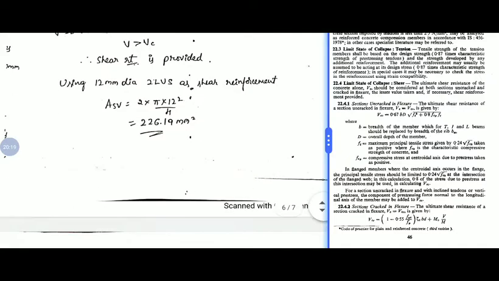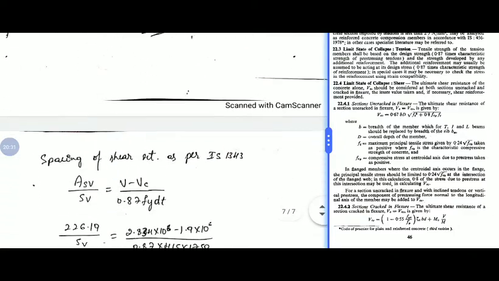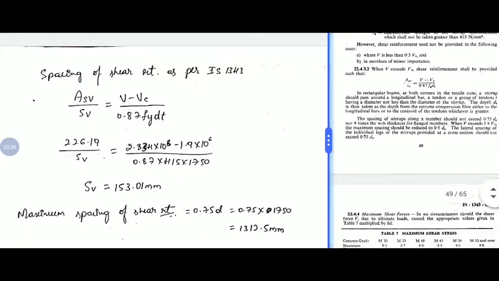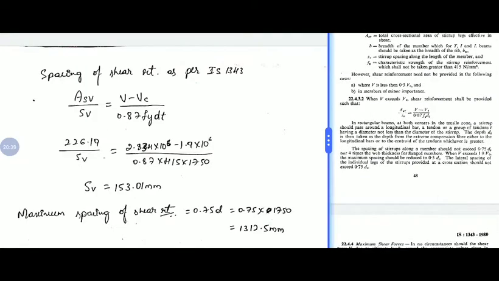So ASV, it is two legged vertical stirrups and diameter, pi d square by 4. We will get 226.19 mm square as the area of stirrups. So for spacing, go for page number 48, clause 22.4.3.2. You have the equation, substitute the values, you will get the spacing 153.01 mm.